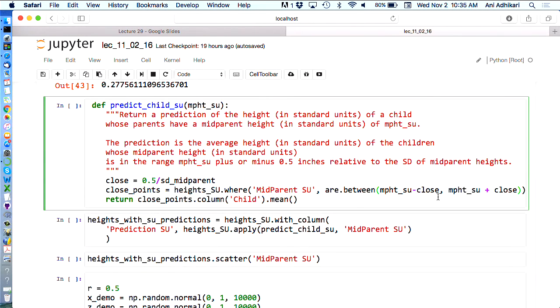Move, go back, or I have another line to work on. Yes, but before I move to the return line, this long line that we just wrote, are we good with that? All right, so what we're going to do is now we have close points dot column. Child is no longer in original units, it's the child in standard units, and now I have a program.